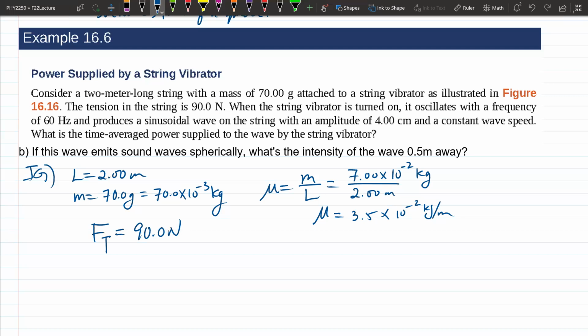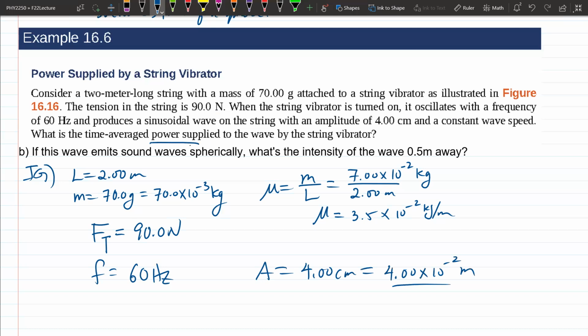And it's oscillating at some frequency of 60 hertz, okay? And it has an amplitude of 4.00 centimeters. In other words, 4.00 times 10 to the negative 2 meters, right? And what they ask you for is the time average power supplied by the string vibrator.